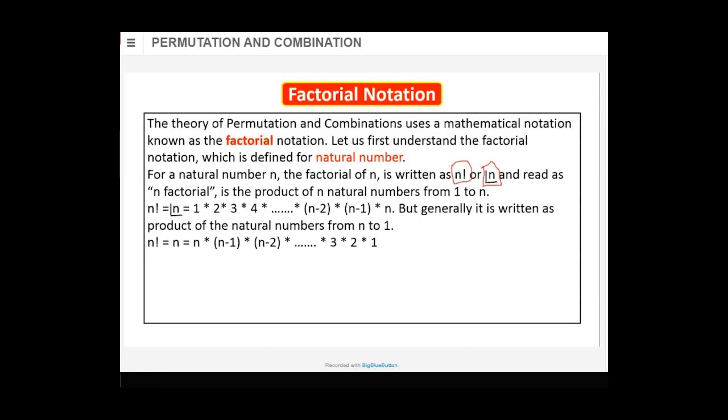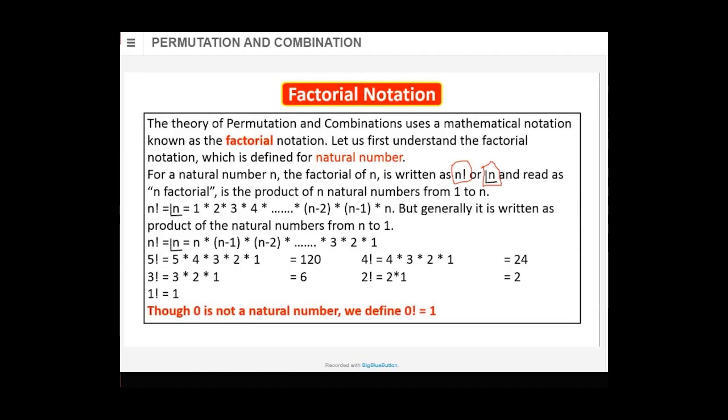n factorial is equal to n into n minus 1 into n minus 2, so on, 3 into 2 into 1. So 5 factorial कैसे लिखेंगे? 5 into 4 into 3 into 2 into 1, which is 120. 4 factorial, 4 into 3 into 2 into 1. That is 24. 3 factorial, 3 into 2 into 1, 6. 2 factorial, 2 into 1, that is 2. And 1 factorial is 1. Last line, important. Though 0 is not a natural number, we define 0 factorial as 1.